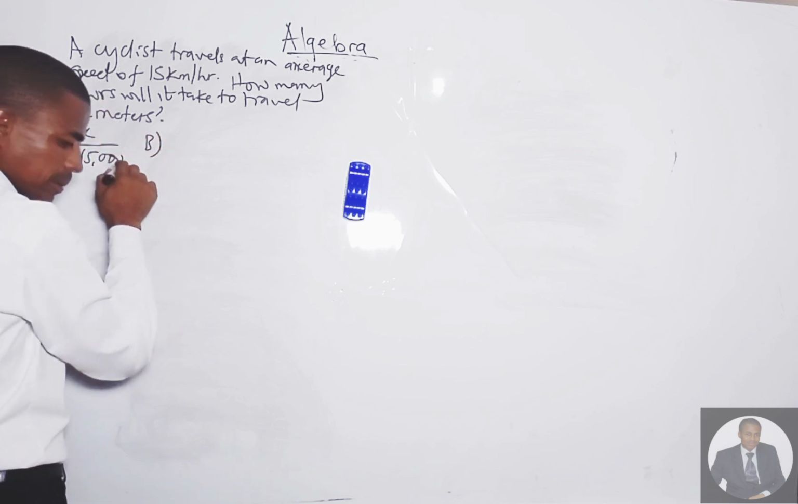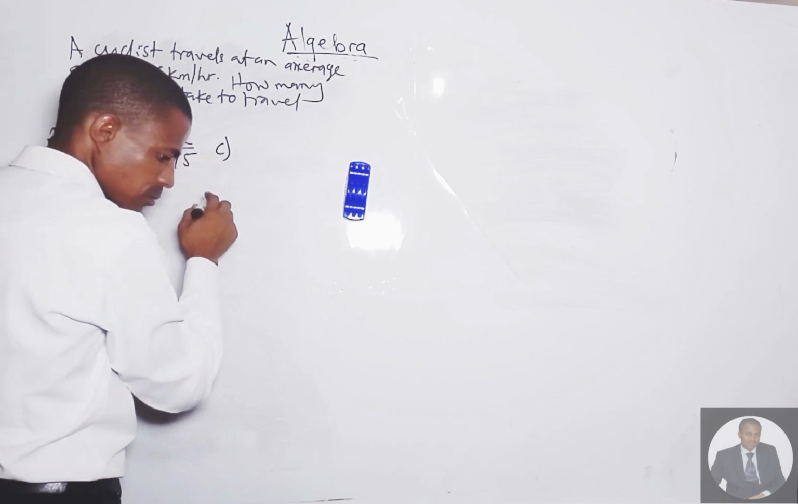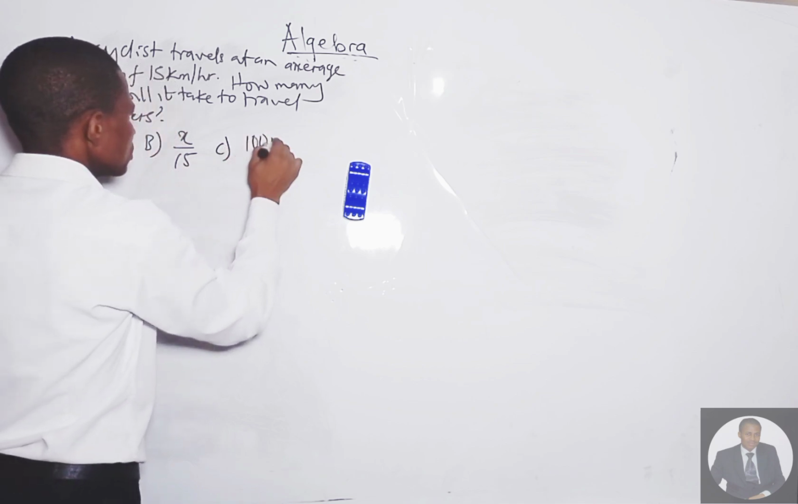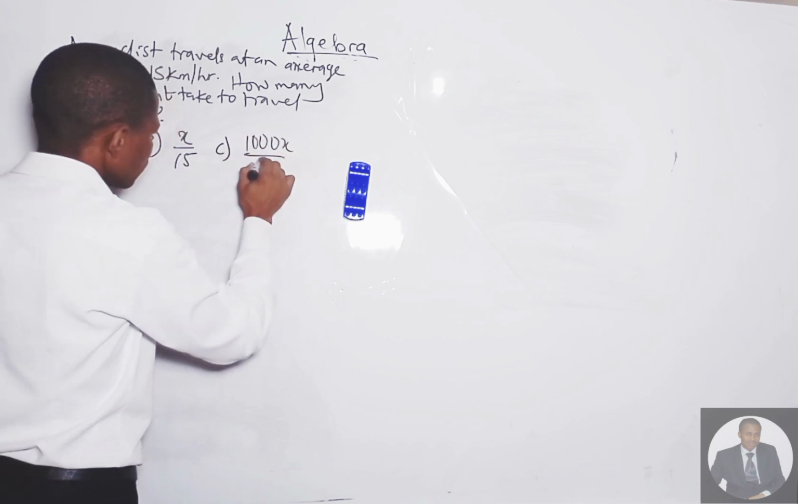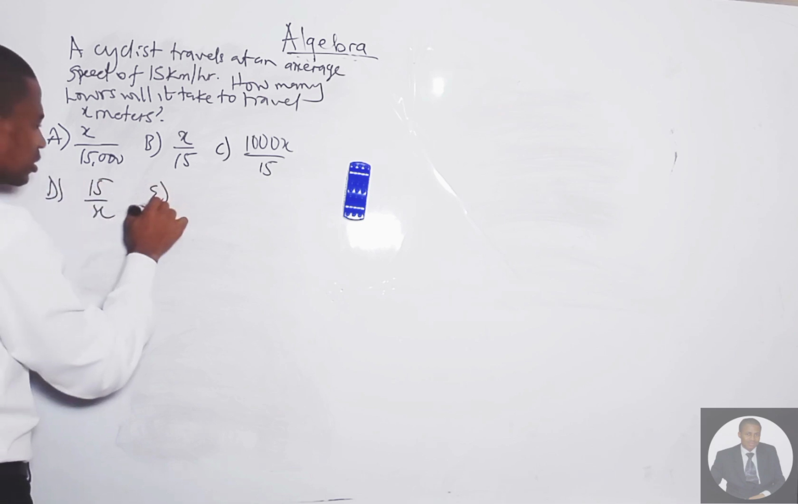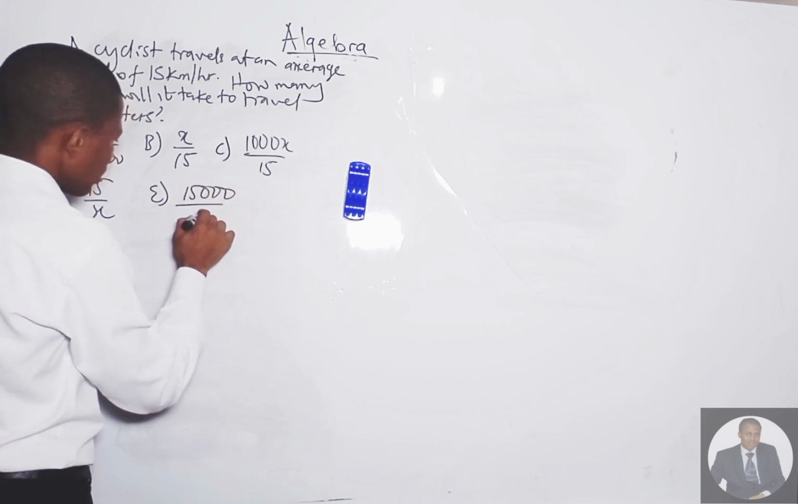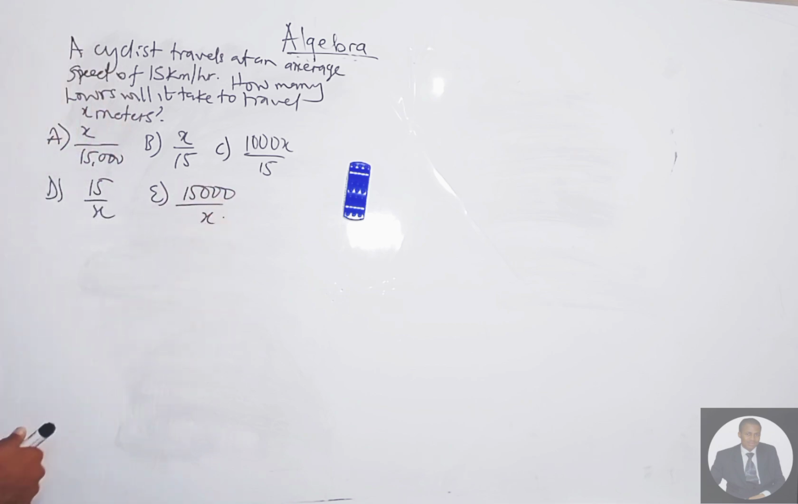B is X over 15. C is 1,000 X over 15. D is 15 over X, and E is 15,000 over X. How to solve this question?